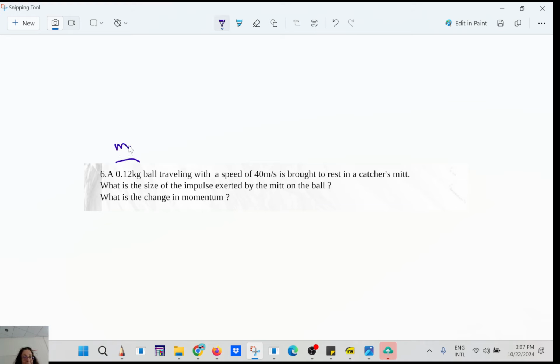Mass. Okay, why don't you? It's called a meat. Okay, I forgot. It's not a glove, it's a meat. Okay, so try to do this one.